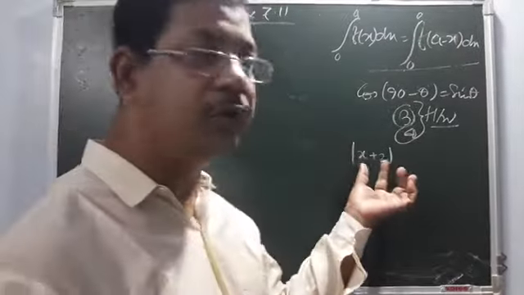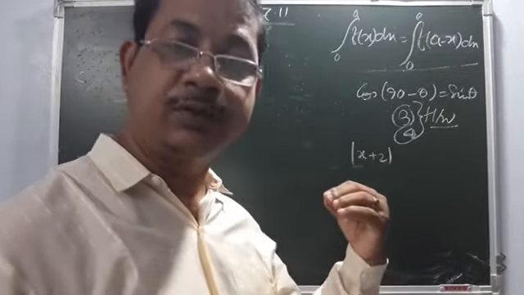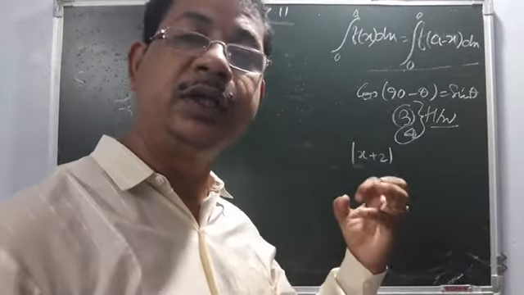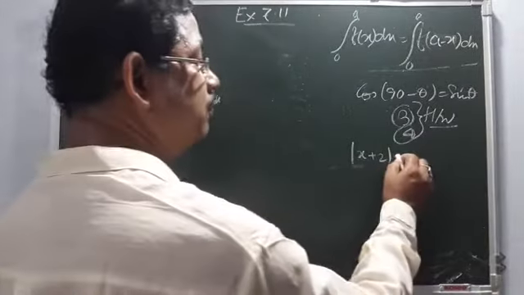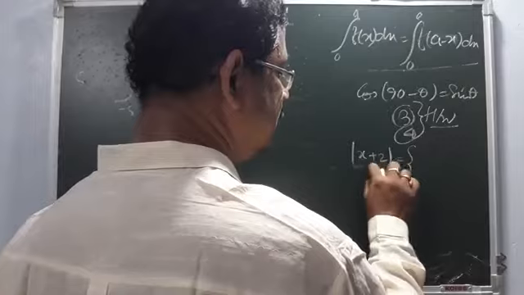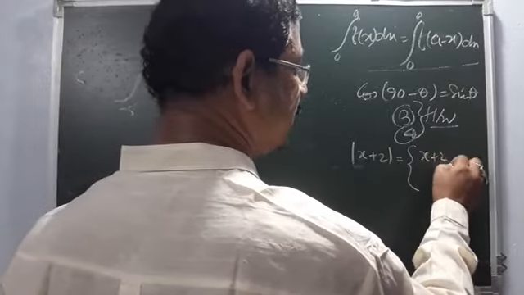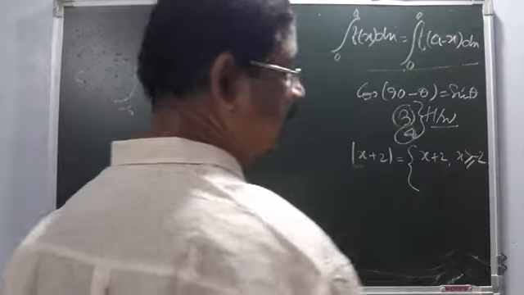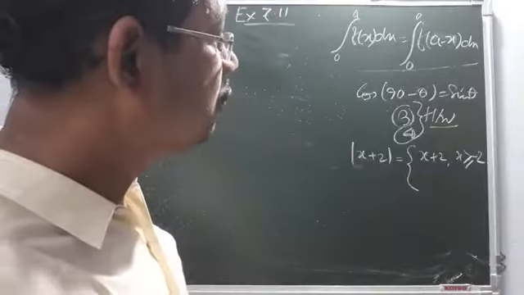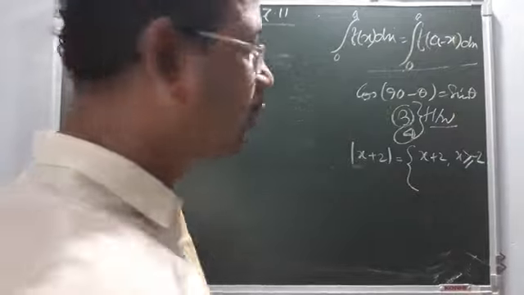Here, whatever the value of x plus 2, it may be positive, it may be negative, but modulus will always give a positive thing. That is the meaning of modulus. So this will be again x plus 2 if x plus 2 is greater than or equal to 0, that means if x is greater than or equal to minus 2, then it will remain this one.